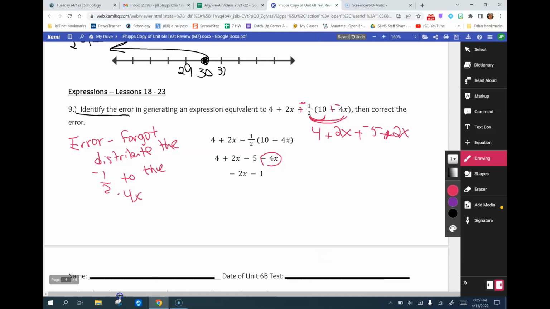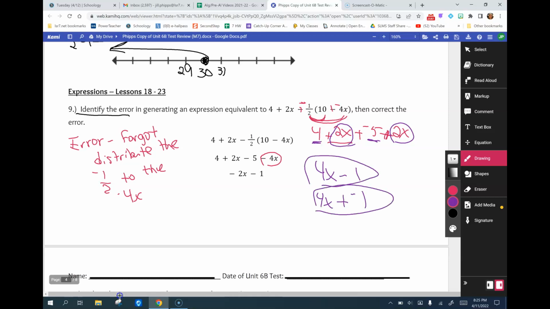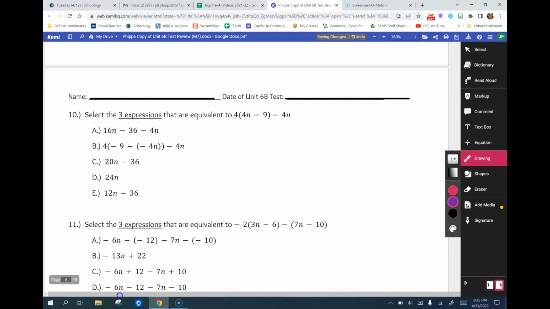So we're just going to finish our problem here. We're going to combine our like terms. Let's change color so we can see. We're going to combine our like terms. So we get 4x. And then we had a 4 and a negative 5. So or plus negative. You can write this either way. These are both the answer. Okay, good. Number 10, select the 3 expressions that are equivalent to this.